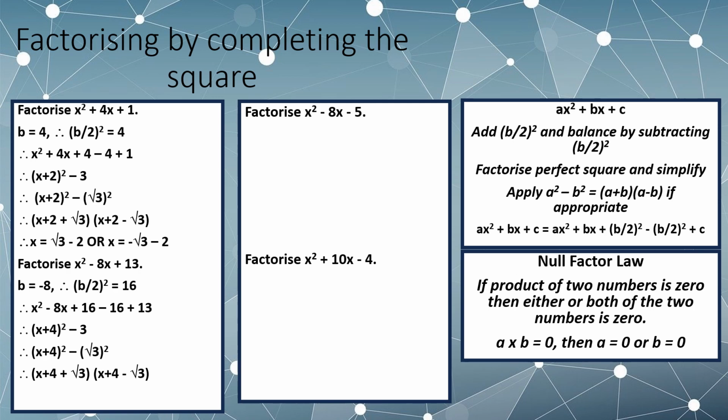Once again, at this stage, you can apply the null factor law, making your equation equal to 0, which gives us x is equal to the square root of 3 subtract 4, or x is equal to negative the square root of 3 subtract 4.